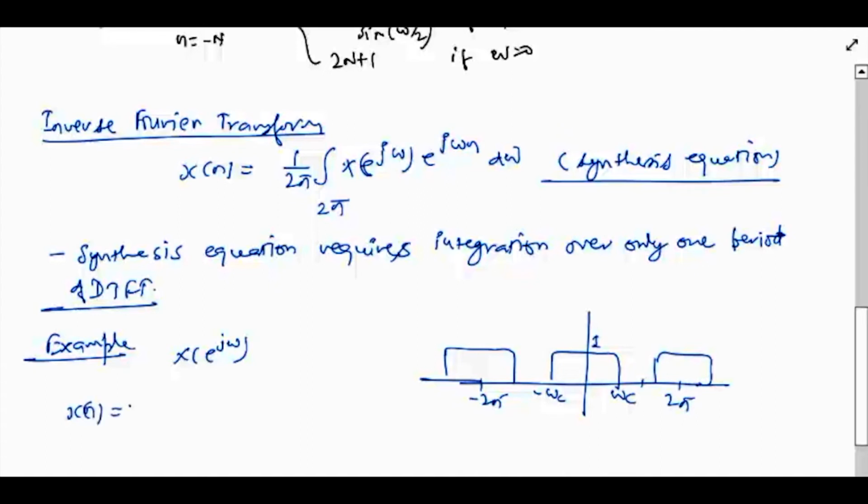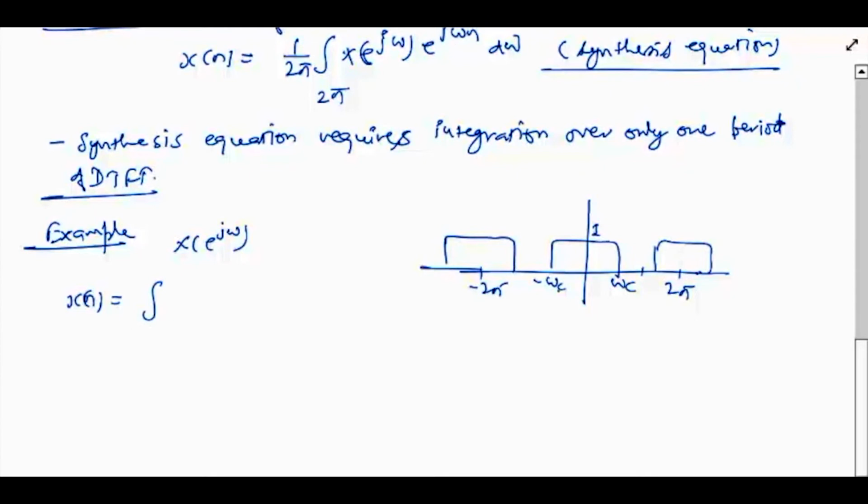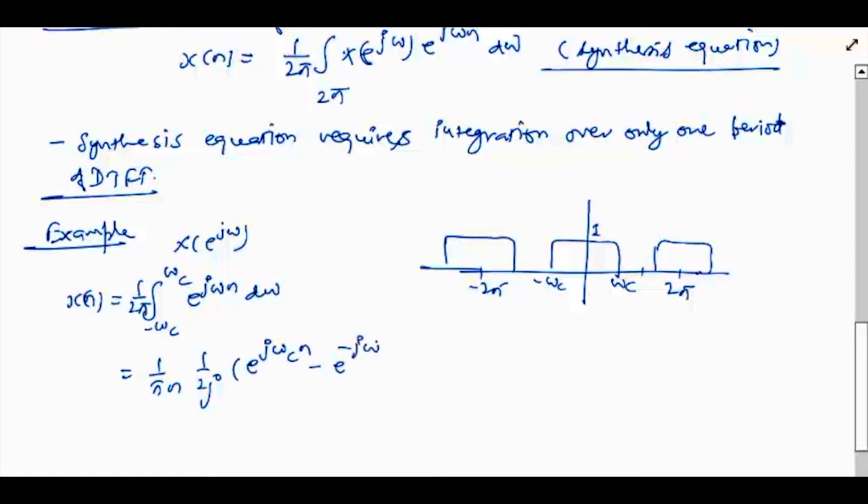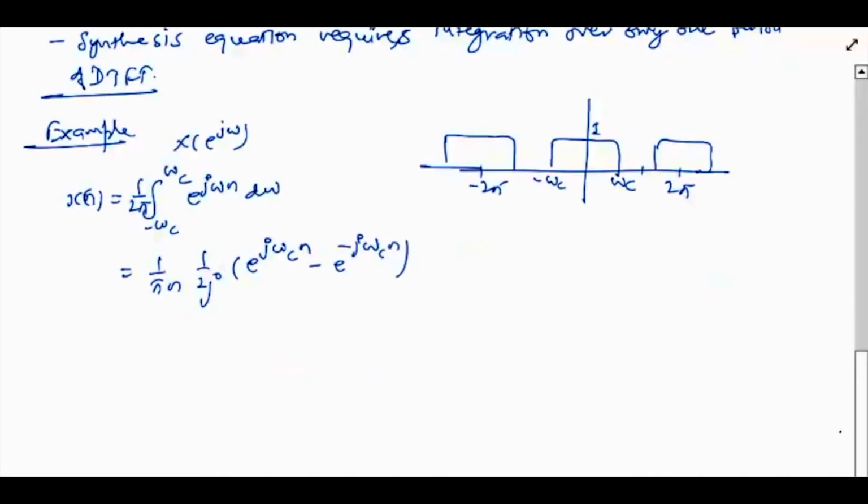How do we obtain x[n]? As said above, we only need to integrate over one period. So here we can do it by integrating from minus ωc to ωc, and in this range the value is 1. So I have e^{jωn} dω, and at the front we have 1 over 2π. If we solve it, it turns out to be 1 over πn times 1 over 2j (e^{jωc n} minus e^{-jωc n}), which we can readily recognize to be sin(ωc n). So the signal is sin(ωc n) divided by πn.